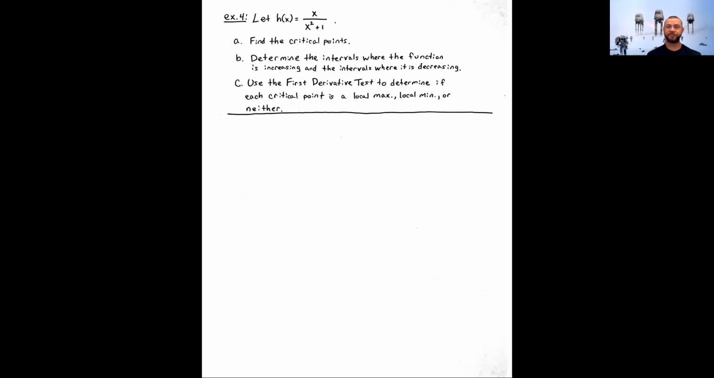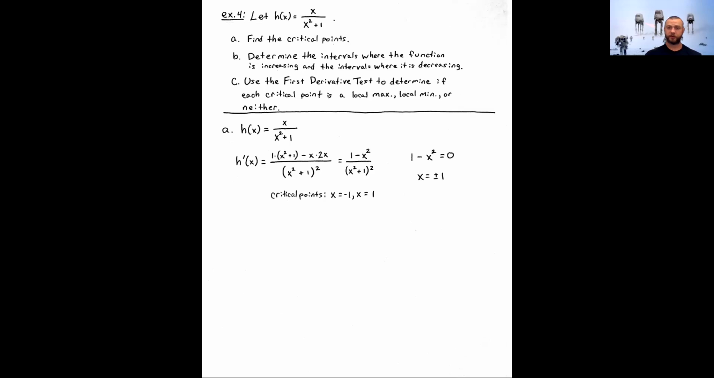All right, welcome back. This is our final example for part 1 of this lecture. So here we're going to have to use the quotient rule. Pretty straightforward. You should get, simplifying your derivative here, 1 minus x squared in the numerator, and then x squared plus 1, squared, in the denominator.